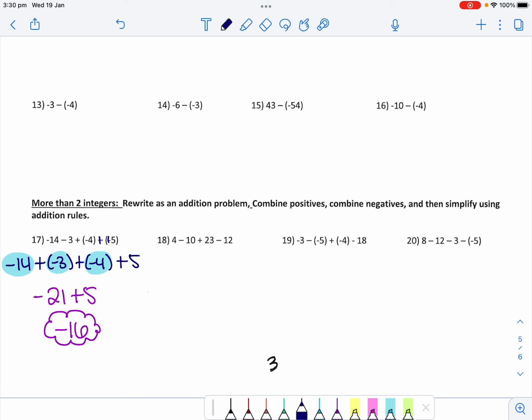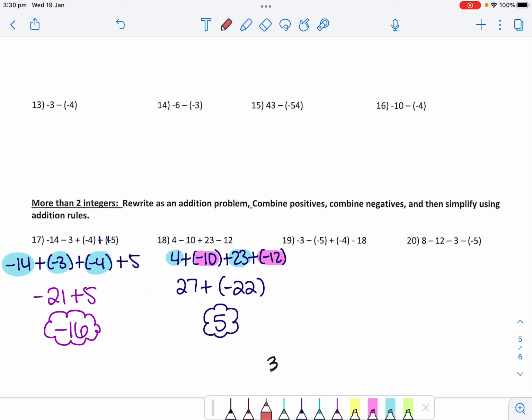So for number 18, 4 plus negative 10 plus 23 plus negative 12. So there's my two negatives. Here's my positives. So 23 plus 4 is 27 plus negative 22. 27 minus 22 is 5, and the result should be positive.